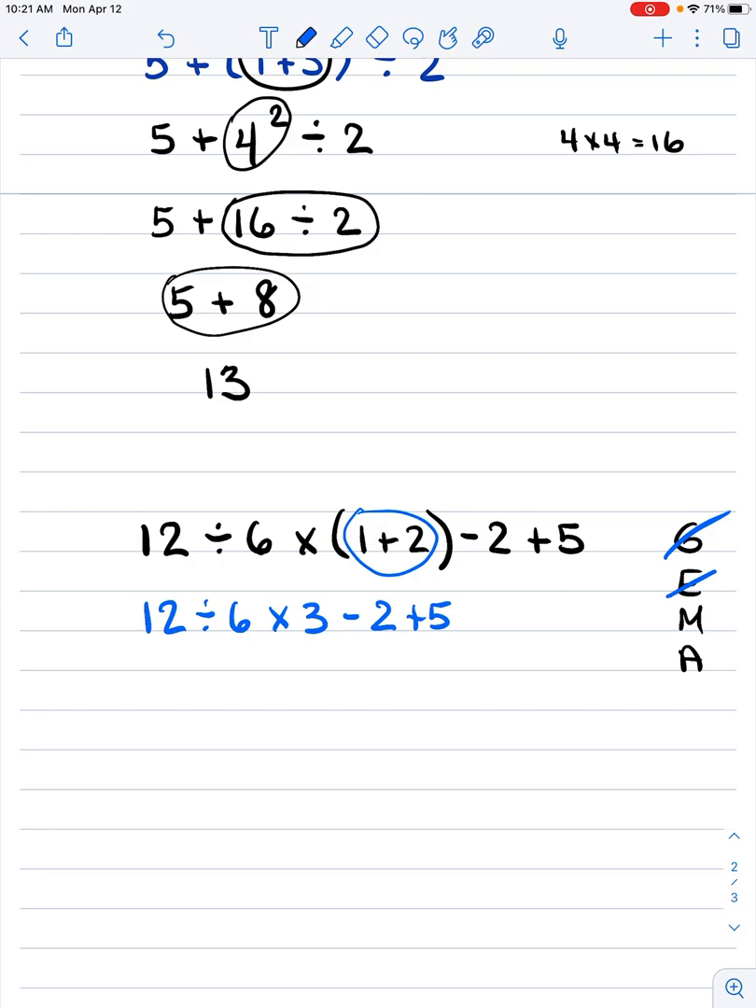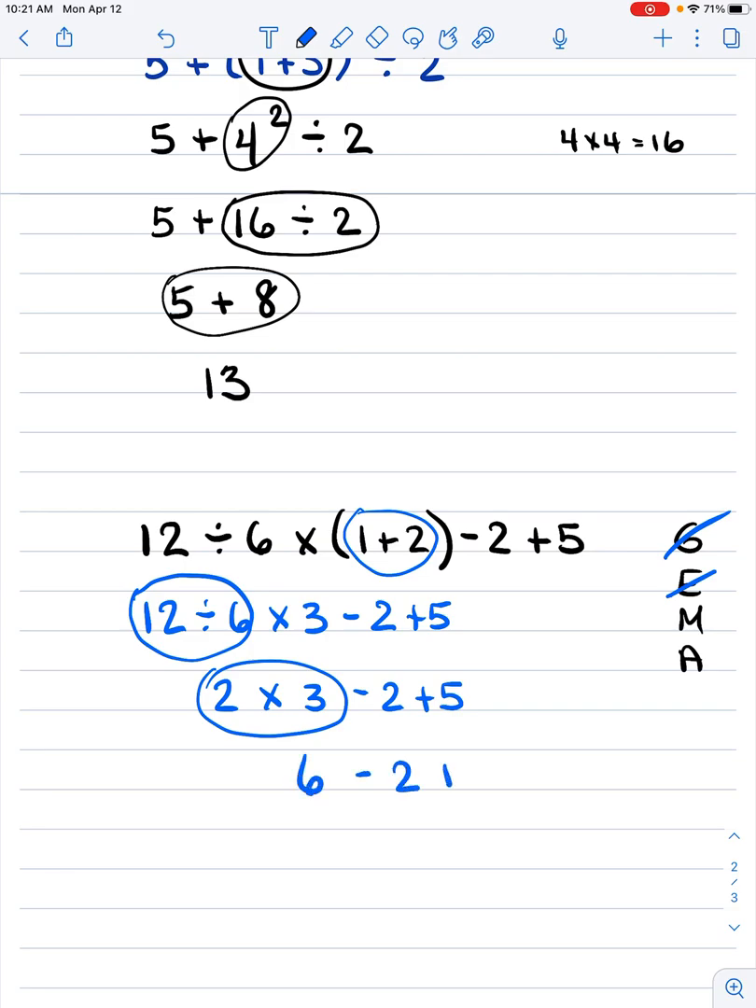Now, do you see I have multiplication and division, but I go from left to right. The first thing I see is the division. It has equal importance with multiplication, so if I see it first, I do it first. 12 divided by 6 would be 2. Rewrite everything else. Okay, can I check off the M? No, because I still have some multiplication left to do. 2 times 3 is 6, minus 2, plus 5.